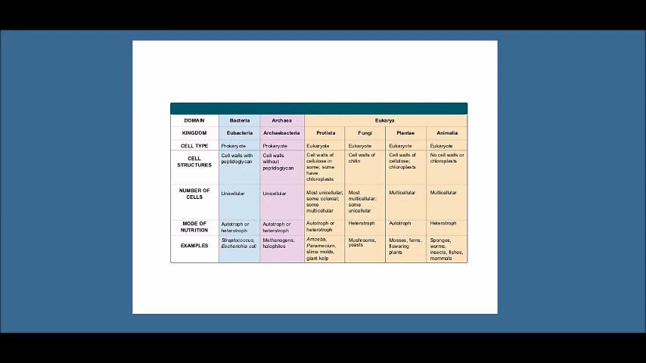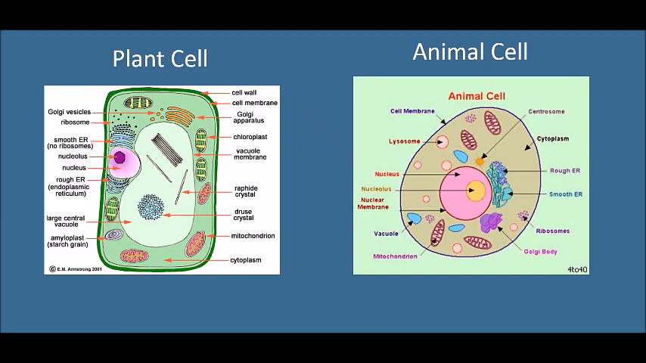Now that you know the difference between a prokaryotic and eukaryotic cell, you need to know the difference between a plant and animal cell. The main difference between a plant and animal cell is that plant cells have chloroplasts, a cell wall, and a central vacuole, while animal cells do not. Chloroplasts capture sunlight and help the plant make food. The cell wall helps the plant stand up and maintain stiffness.